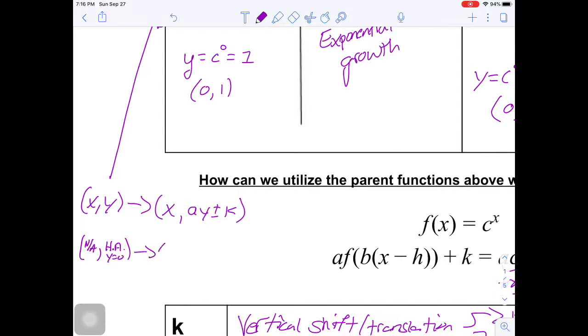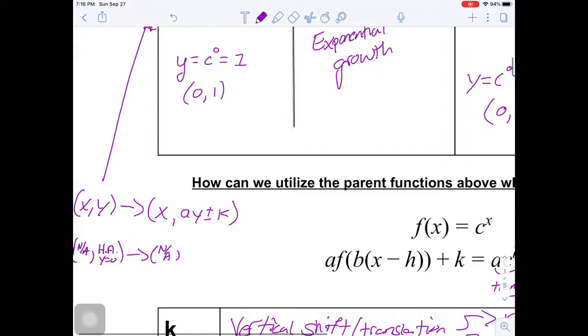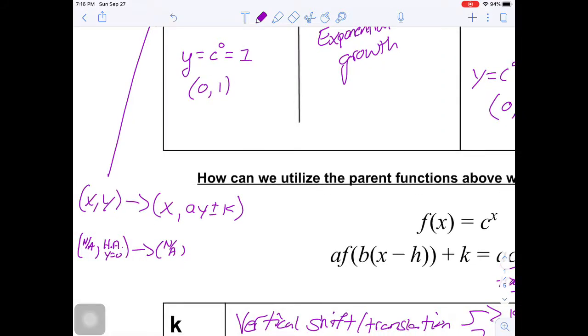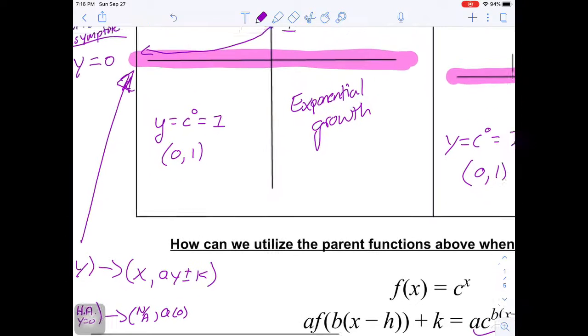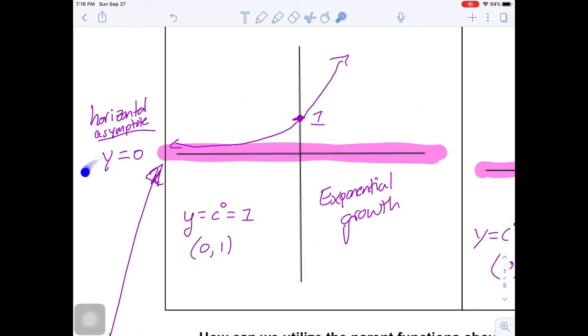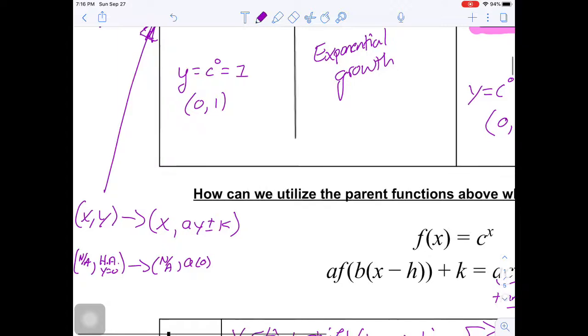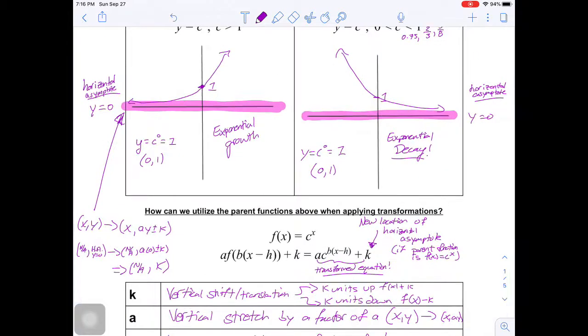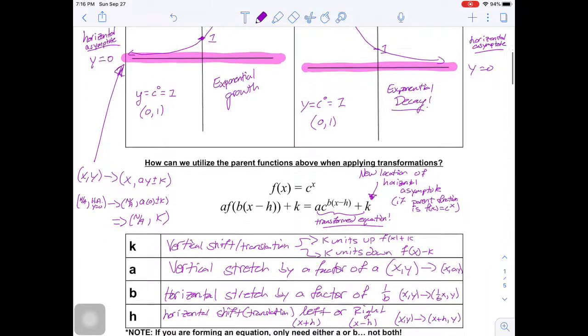If we plug that in here, again, we're not even talking about x values. We're just talking about where does that horizontal asymptote go, okay? Any number times 0, which is what our parent functions have for horizontal asymptotes, plus or minus k. So at the end of the day, your horizontal asymptote is found at where k is. So if you shift 5 units up, that's where your new horizontal asymptote is going to be found. And I'll show you how to use this.